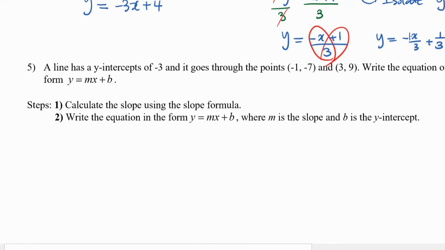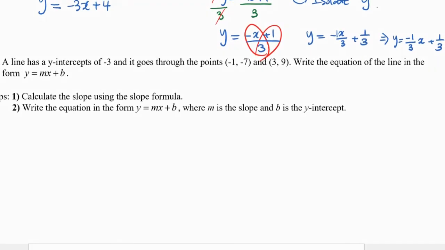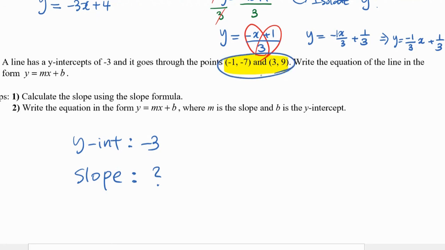Okay, let's move on. Number 5. A line has a y-intercept of -3 and it goes through these points. Write the equation of the line in the form y equals mx plus b. Okay, so what we know is the y-intercept. So you write down y-intercept is -3. But we don't know the slope. But we can find the slope using those 2 points.